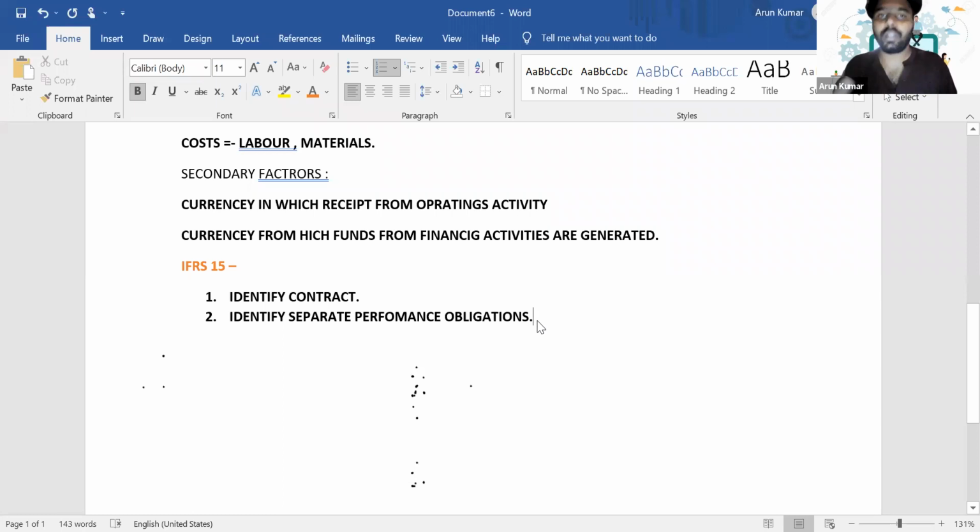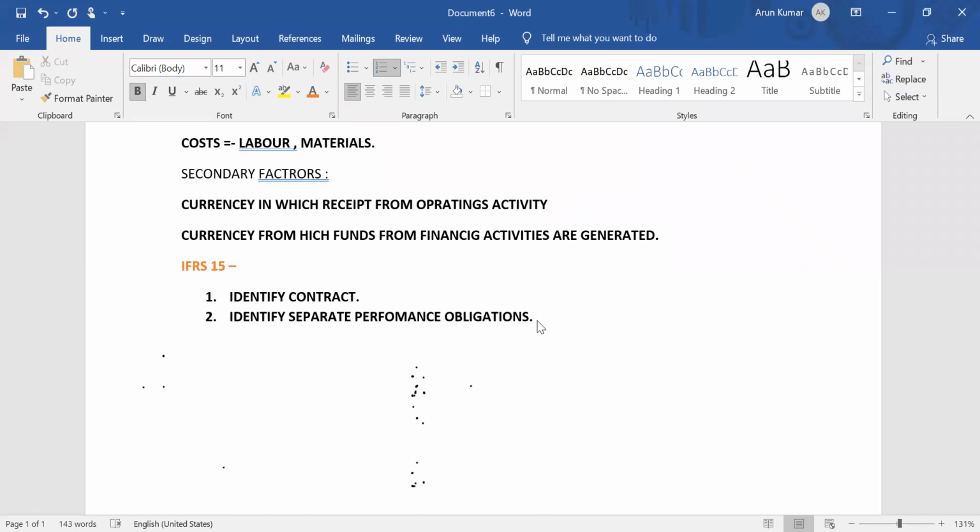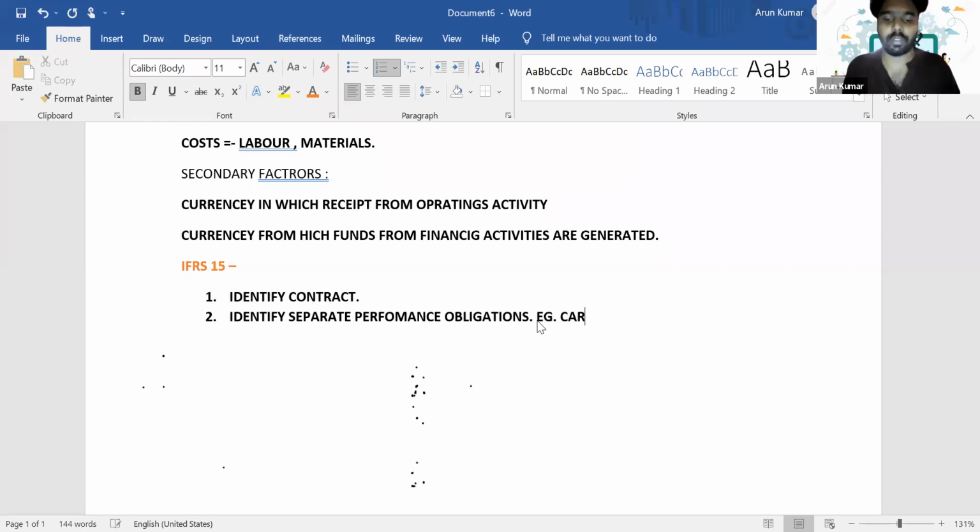So when we are delivering the car, even if we are giving the service for free, how will you account for it? In that scenario, you will have two separate performance obligations. For example, the car and after sale service. So we need to account for the revenue for the car as well as for the after sale service, because there are two separate performance obligations.